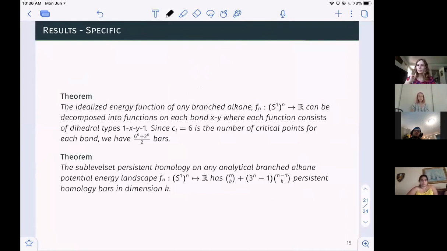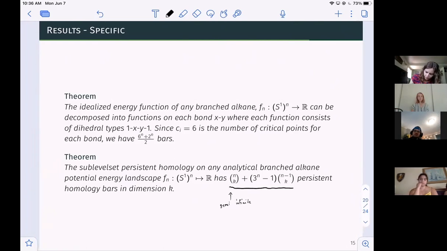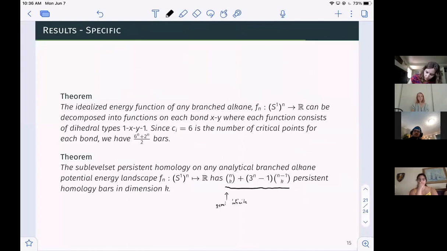Further, I can tell you how many bars we're going to have in each dimension. So the sublevel set persistent homology on any analytical branched alkane potential energy landscape has exactly n choose k plus 3 to the n minus 1, n minus 1 choose k. So this is pretty slick, and it comes from the fact that these are still going to be our semi-infinite, whereas these will be our finite.